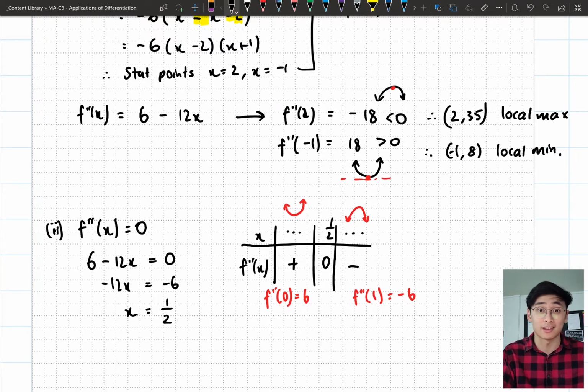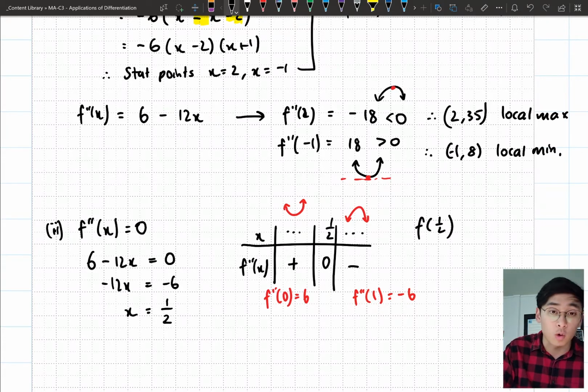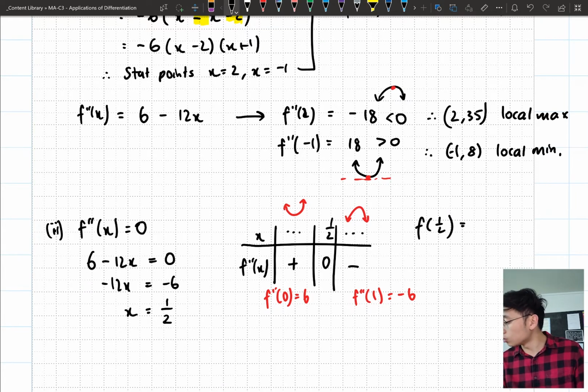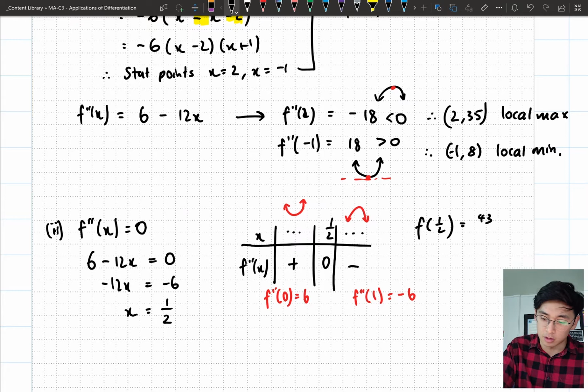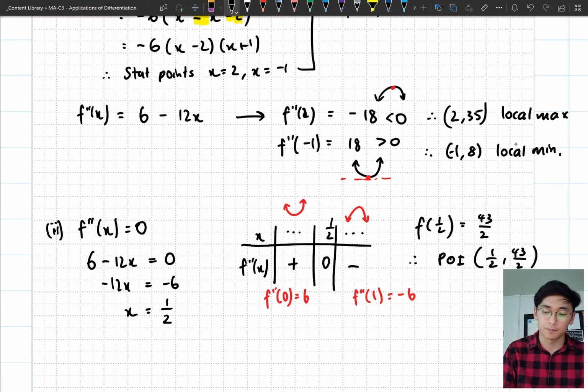I just want to also find the coordinates of that point. So I need to sub into my original equation to get that y value, f of a half, which I believe should give you 43 over 2. I think I did this in advance, this is why you do things in advance. 43 over 2. And so therefore, my point of inflection is at half, 43 over 2. There we go. Okay, so that's part 2. I found my point of inflection.